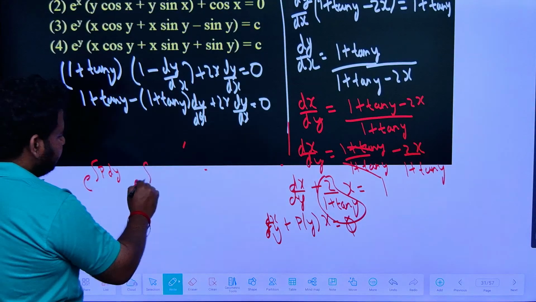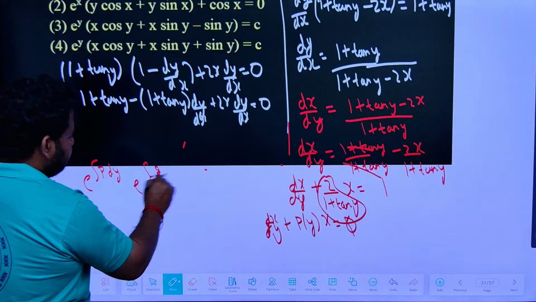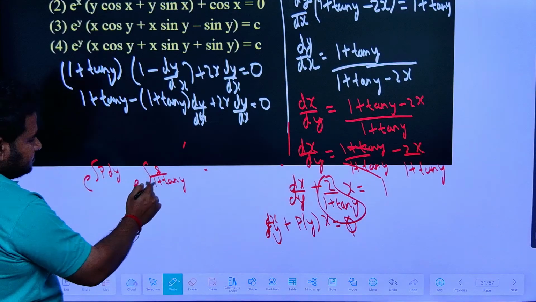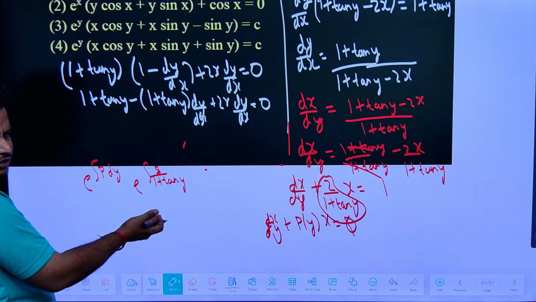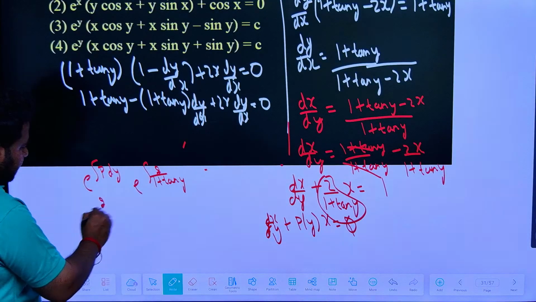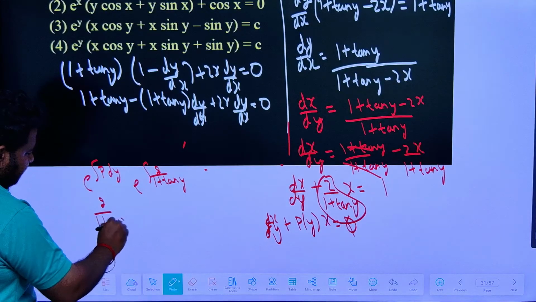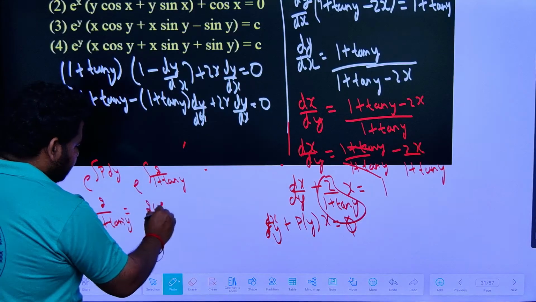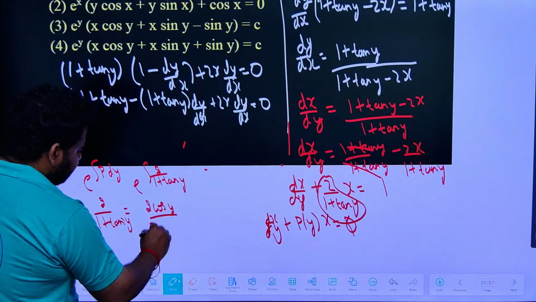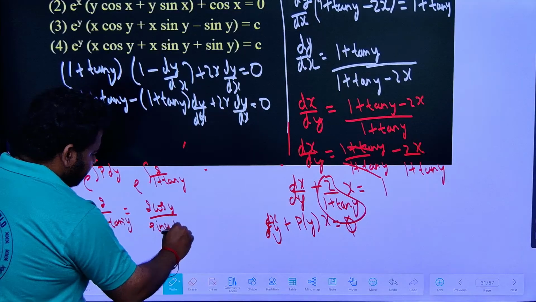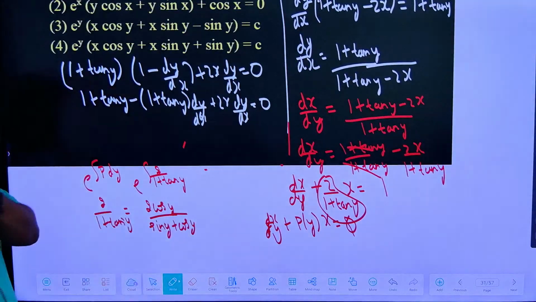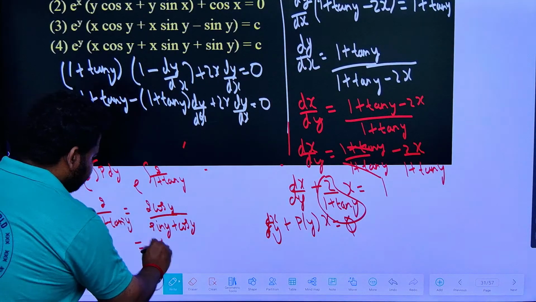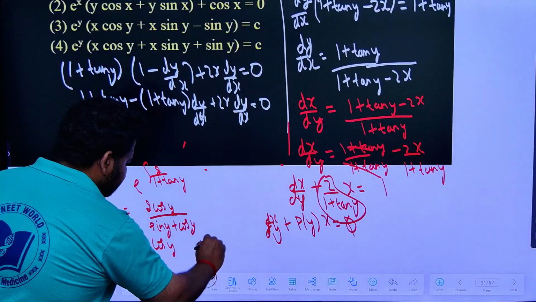So e power integral of 2 by 1 plus tan y. Now what can I write? See, you cannot write the log directly. So 2 by 1 plus tan y, I will simplify and write in terms of sin and cos. If I write it, this will become 2 cos y by sin y plus cos y. And 2 cos y I can write as cos y plus cos y.